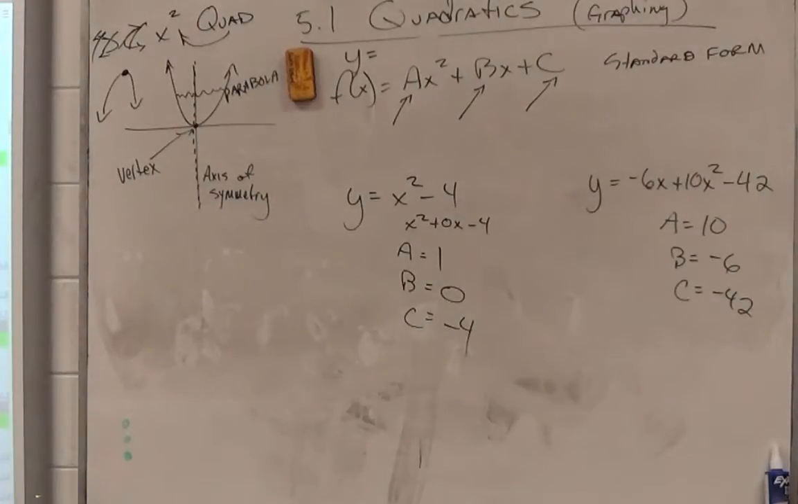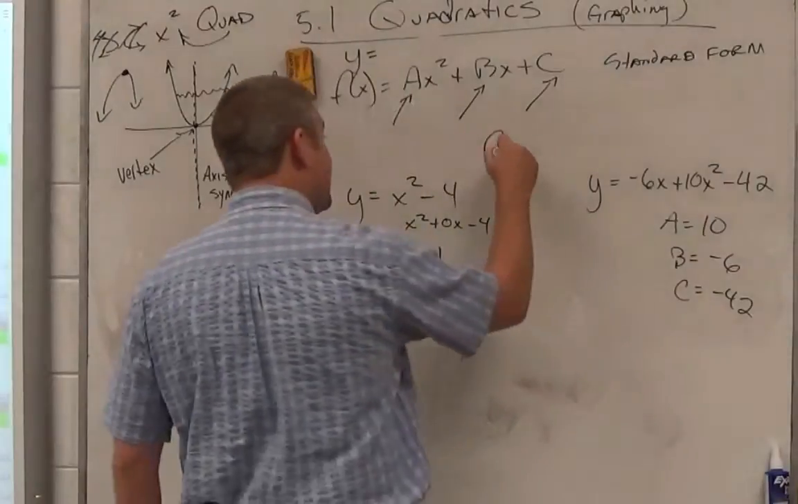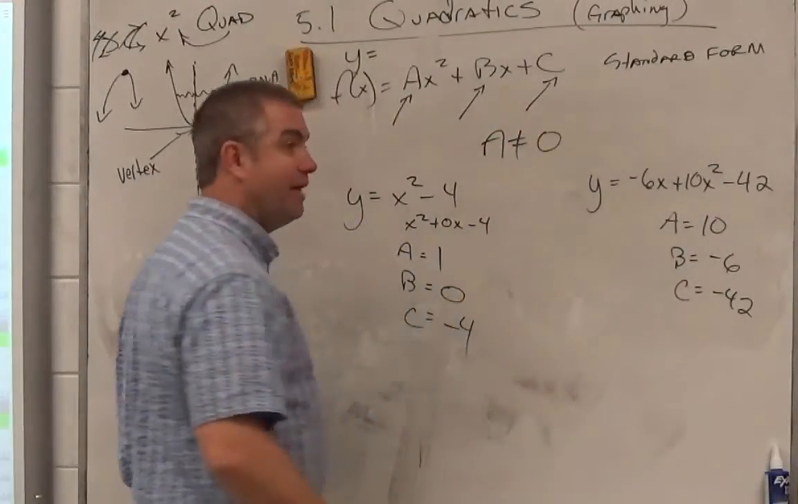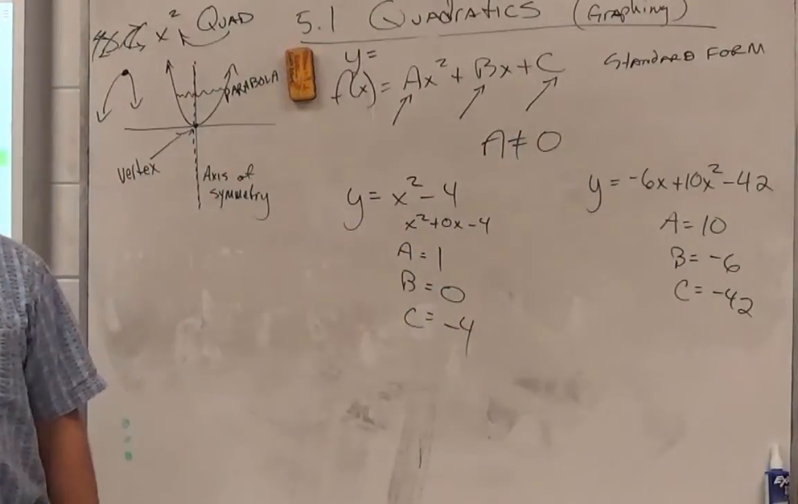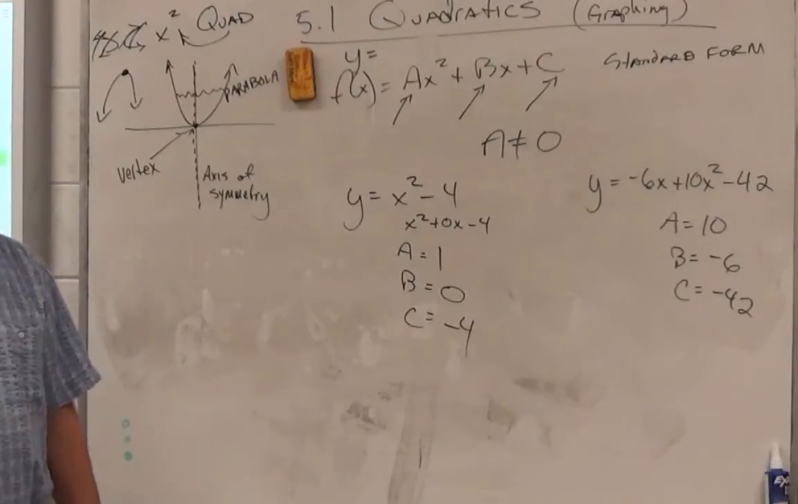Here's a question. Can a equal 0? Yes or no? No, because if a equals 0, you would no longer have a quadratic. You would have a linear equation. So write it down: a cannot equal 0, ever. b and c can be 0, but a cannot be 0.